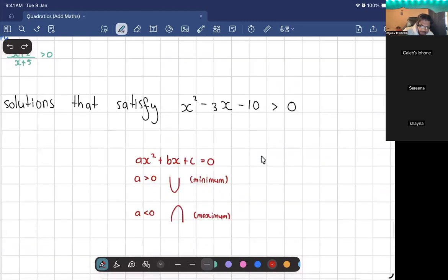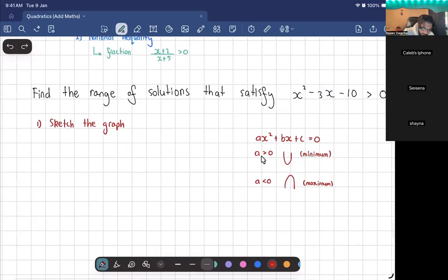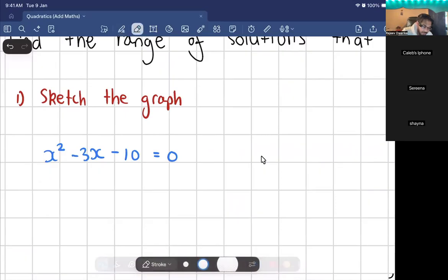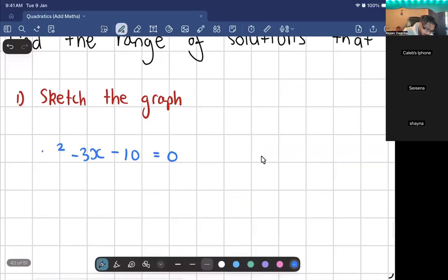So first things first, we identify x squared minus 3x minus 10, and I'm going to put it equal to 0, right? When I put it equal to 0, it is said that we are finding the critical values, or just simply, we're finding the roots. So Caleb, the reason I'm doing this is so I can find the roots. Do you know what the roots of a quadratic are?